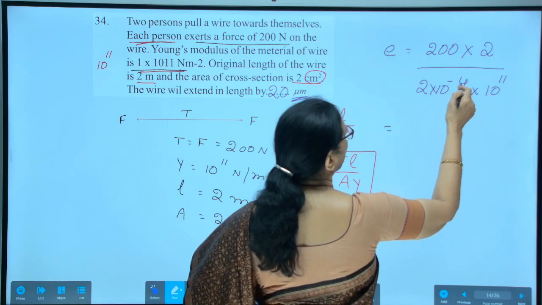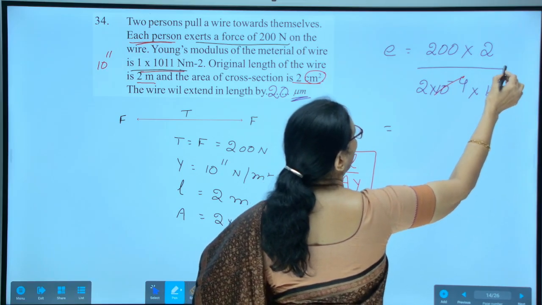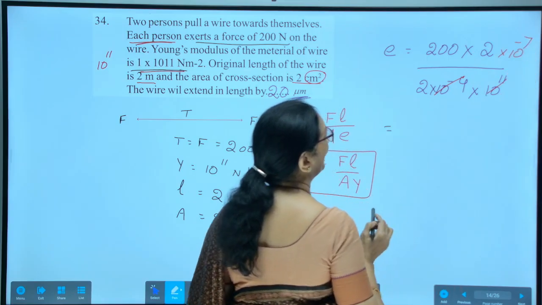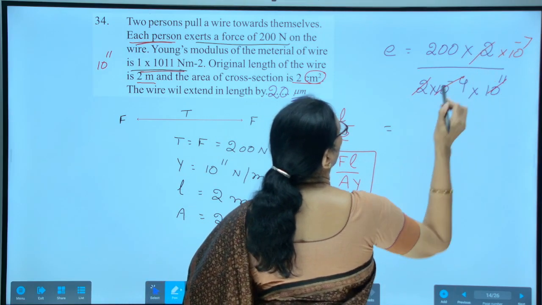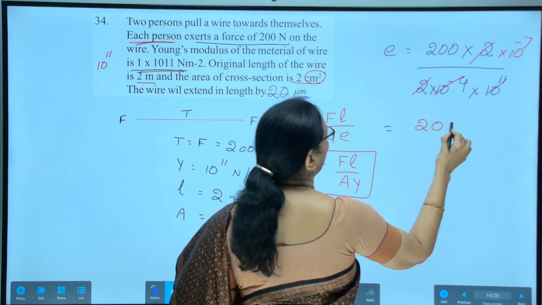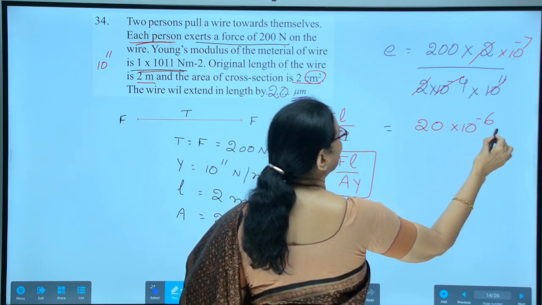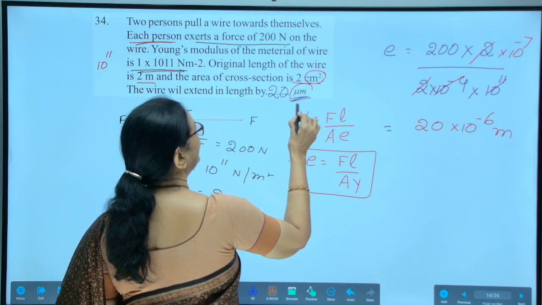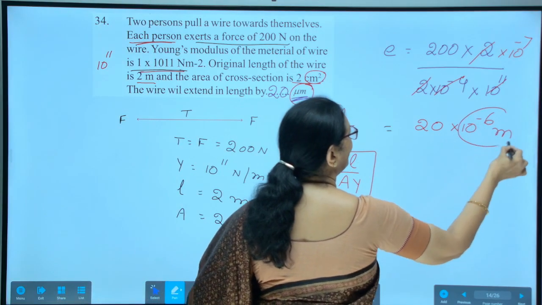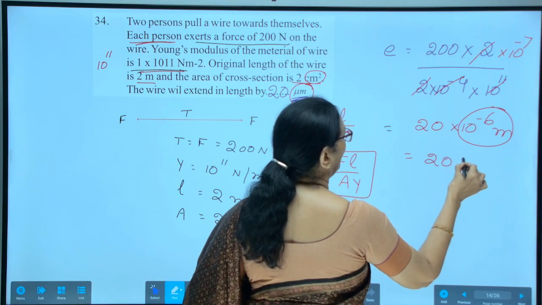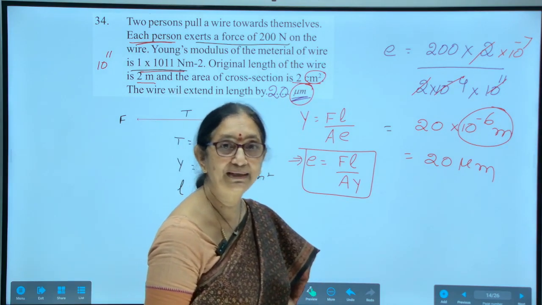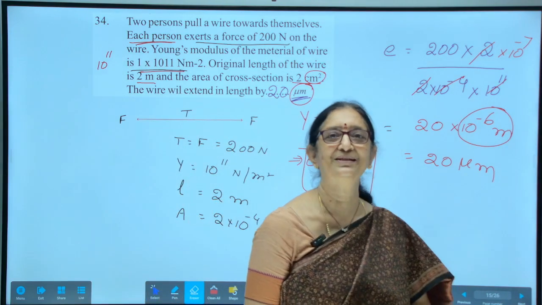10 to the power of minus 4 and 10 to the power of 11 gives 10 power 7. Let us take that to the denominator, so it is 10 to the power of minus 7. 2 and 2 get cancelled. It is 200 into 10 power minus 7, or 20 into 10 power minus 6 meters. If you look at the options, it is given in micrometers. 10 power minus 6 meter is 1 micrometer, so it is 20 micrometers. So the numerical value is just 20.